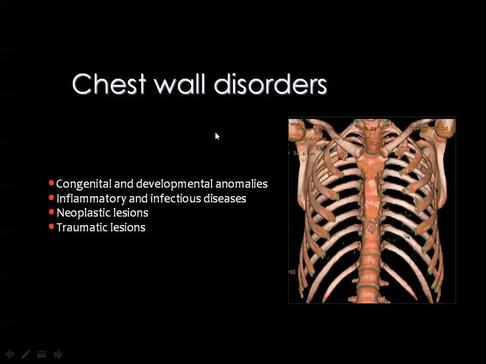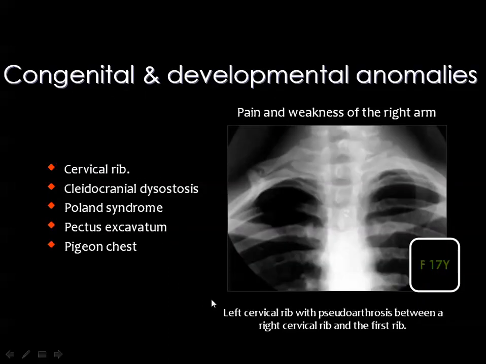Number one, the congenital and developmental anomalies. Number two, the inflammatory and infectious diseases. Number three, the neoplasms. And number four, the traumatic lesions. Then the congenital and developmental anomalies include some common lesions: the cervical rib, cleidocranial dysostosis, Poland syndrome, pectus excavatum, and the pigeon chest.